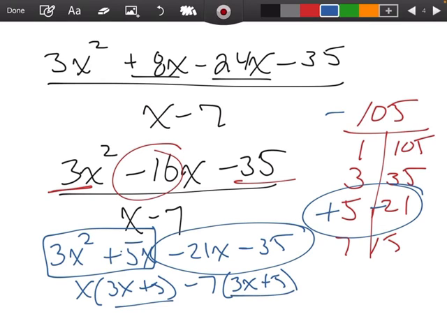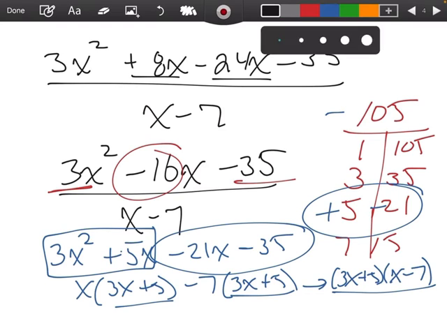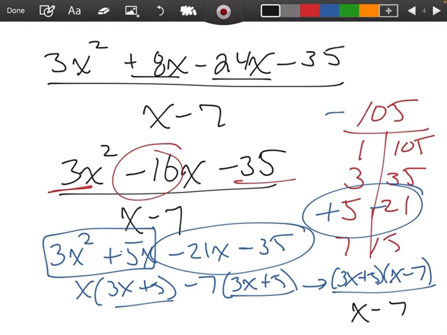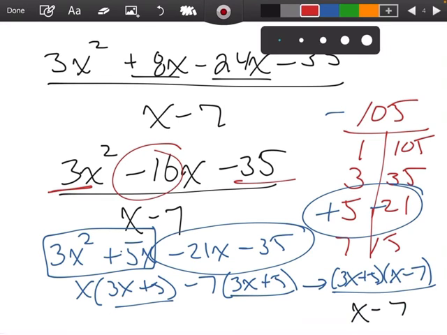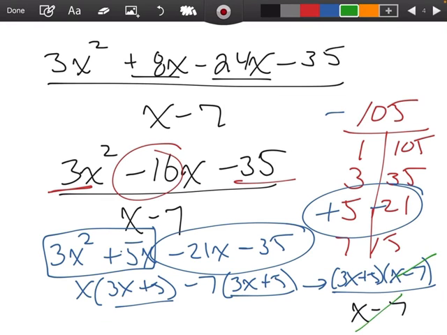That leaves me with 3x plus 5 all over x minus 7. The denominator was already an x minus 7, so that tells me that this piece here and that piece there are going to cancel. So all I'm left with, y'all, is just a 3x plus 5. Y'all got any questions? Let me know. I'm happy to help.